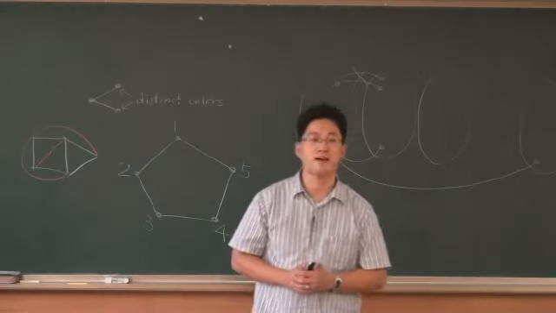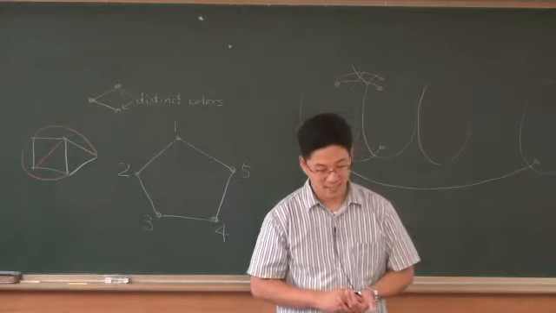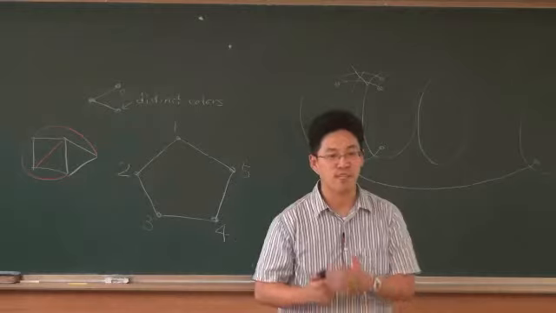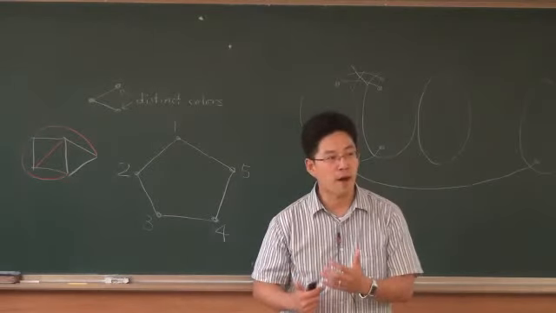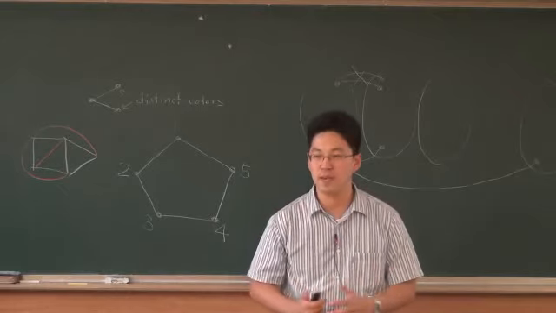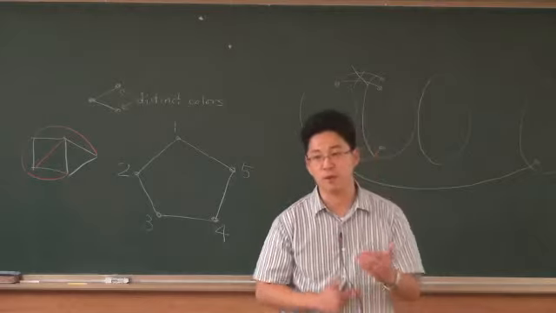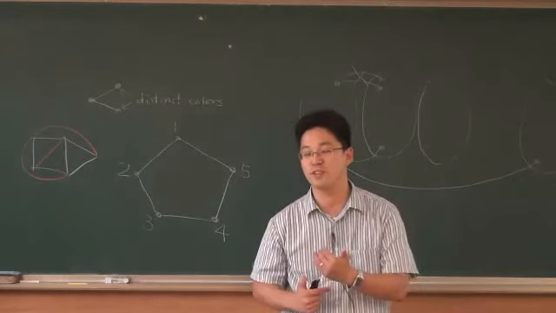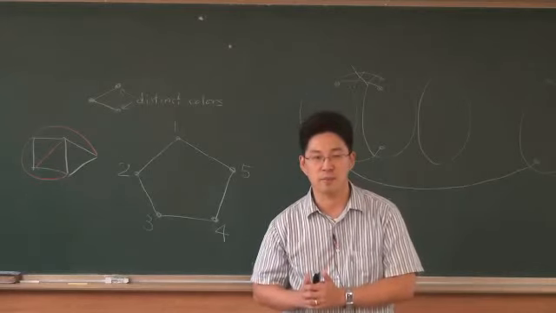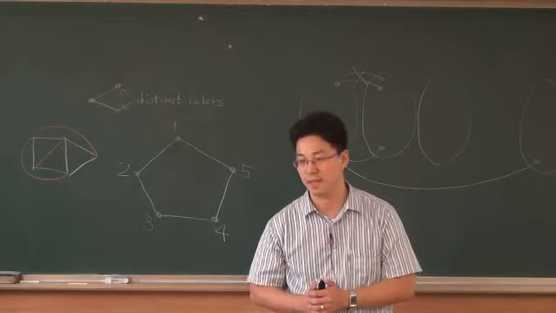And one more problem might be adding some extra condition. We want to reduce the upper bound of the dynamic chromatic number. For example, we can add some girth condition, and then try to reduce the upper bound of the dynamic chromatic number for planar graphs. That kind of thing could be the next problem.